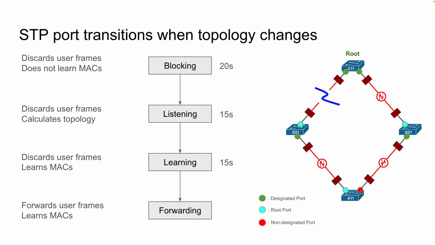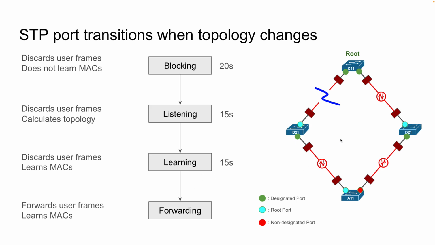And also, this former blocked port becomes listening and then learning, because A11 hears from the root bridge only through its right port, not through the left port, right? Because here we have a fiber break. In the learning state, each port discards user frames but learns MAC addresses. So basically, the switch learns MAC addresses in advance before the port is going to forward the user traffic. And then after 15 seconds in learning state, corresponding ports transition to forwarding state.